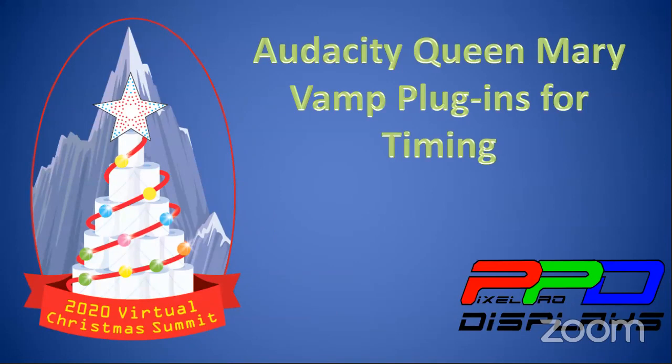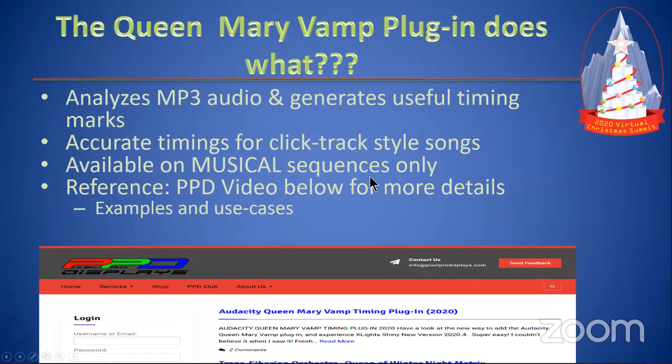and then we're going to jump into a short section here with the Audacity Queen Mary Vamp plugins for timings. What is the Queen Mary Vamp plugins? And basically, these analyze the MP3 audio and generate useful timing marks. So I know we just jumped from file structure. Now we're into timings. Why is this important?